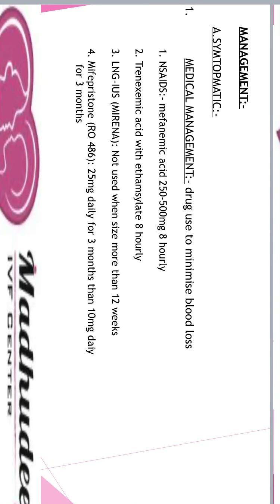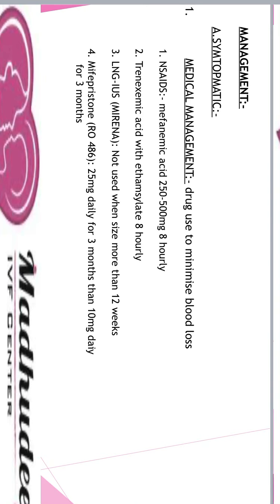To minimize blood loss, NSAIDs, mefenamic acid with tranexamic acid and ethamsylate, or tranexamic acid with mefenamic acid, you can give. LNG-IUS, Mirena, can also help reduce the blood loss, but the indication is that the uterus size should be less than 12 weeks. Many times bleeding keeps happening and the patient does not want a hysterectomy and the uterus is not that big, it should be less than 12 weeks. So in such cases this LNG-IUS is also helpful.